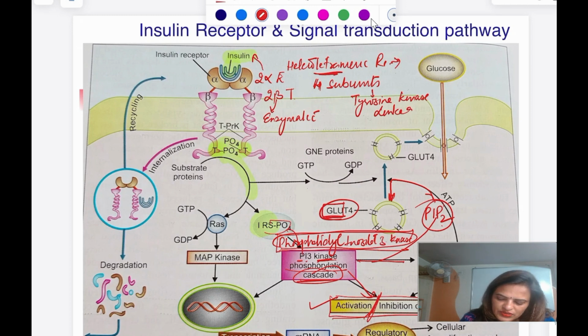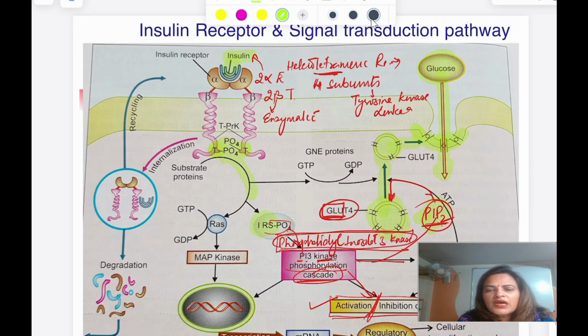Now this GLUT4 is present within the cytosol. What the second messenger PIP2 is going to do is cause the translocation of this GLUT from the cytosol towards the membrane. You can see here, towards the membrane. What is the function of this? This is going to help in the uptake of glucose by the cell. So there is a translocation of GLUT4 from the cytosol towards the membrane so that the uptake of glucose will happen. This is the second function.